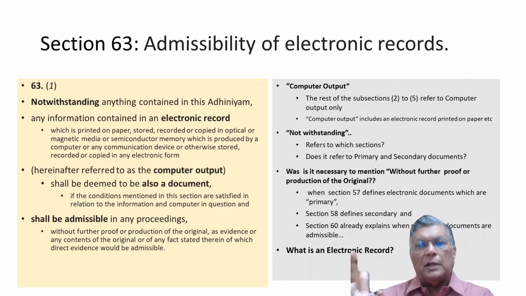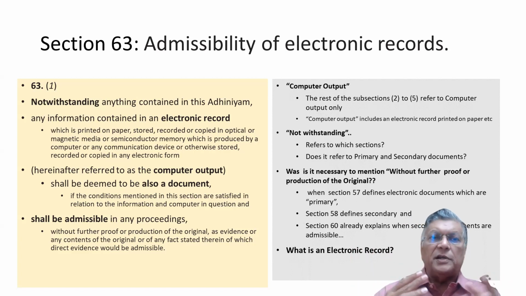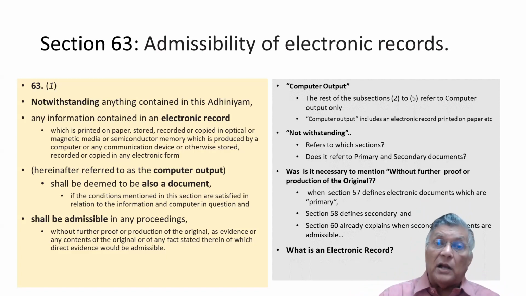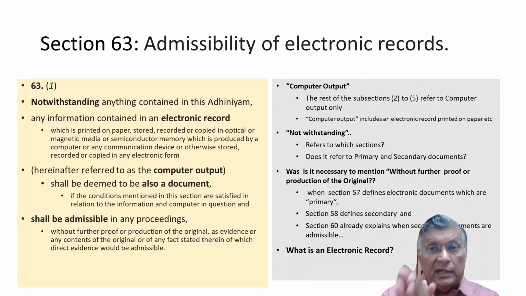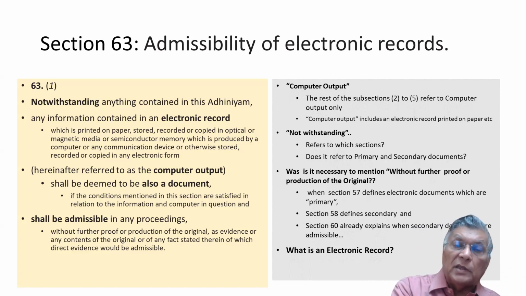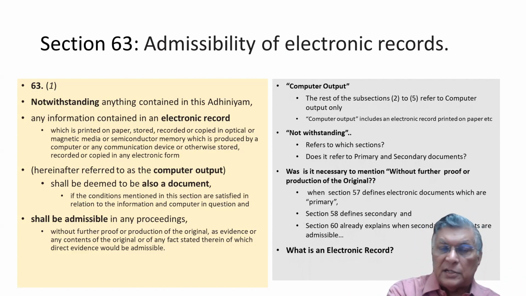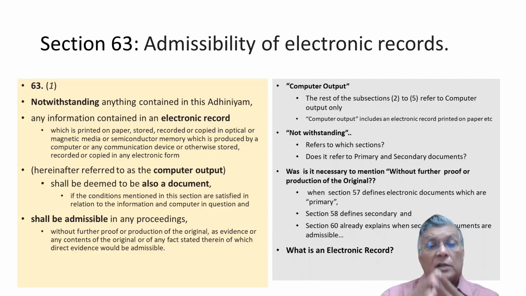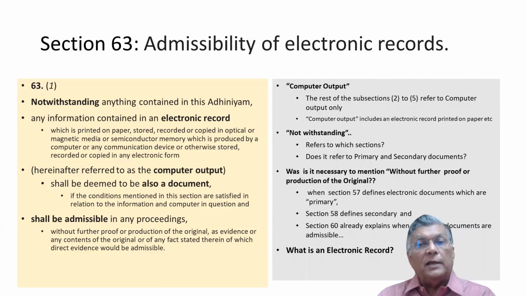Now, apart from the computer output, the word "notwithstanding" gives me a slight question mark. Why was it necessary to say "notwithstanding anything contained in this Adhiniyam"? Because this Adhiniyam contains the evidence includes electronic records, etc. That is equivalent to section 3 and other things. They could have perhaps said, notwithstanding anything contained in this Adhiniyam related to oral evidence or documentary evidence, this section 63 will apply for electronic form.